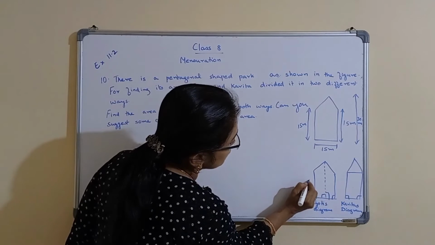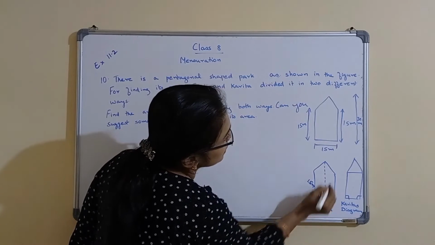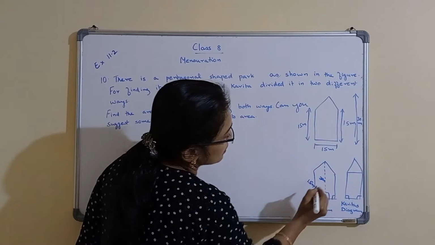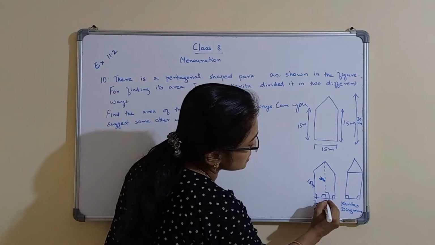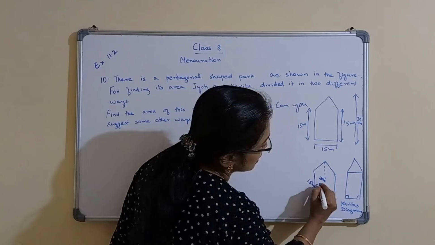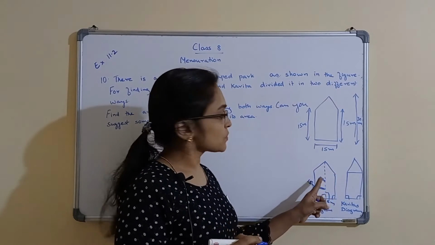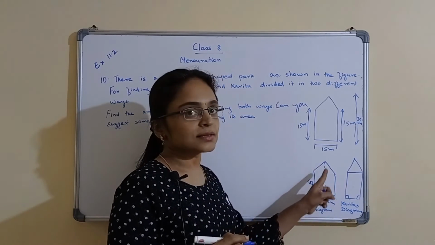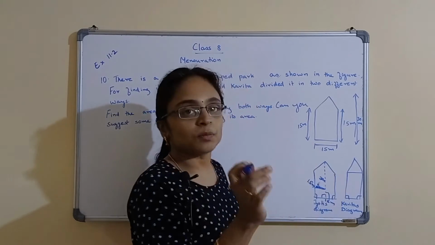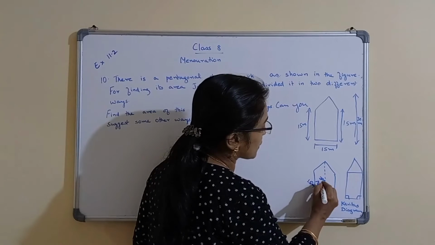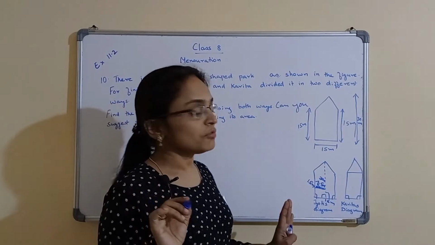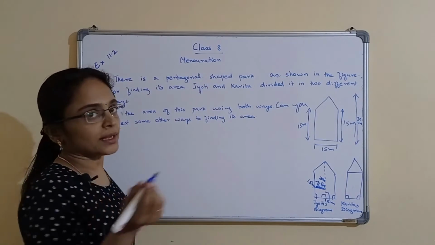And here this is 15 meter, and here this length is given as 30 meter. So this is 30 meter, and this full length is 15. These two are equal trapeziums, if we draw a line like this. So this length will be 15 divided by 2, which is 7.5 meter. That is, the height of the trapezium will be 7.5 meter. So we can find the area, right?